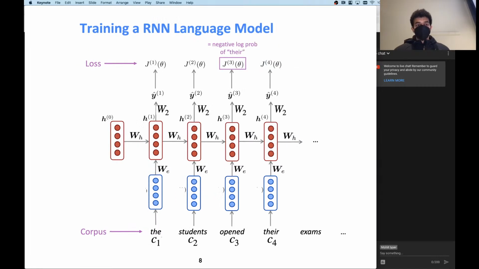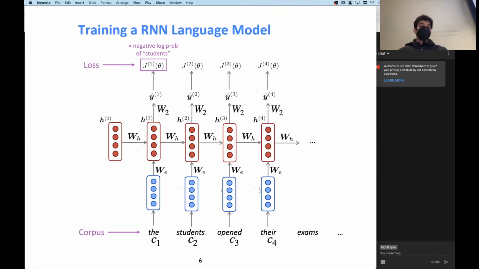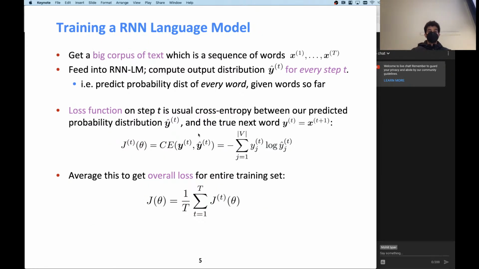Okay, and remember how we actually compute the loss, right? It's the cross entropy loss using the predicted probability distribution, the output of our softmax layer, and the ground truth probability distribution with 100% probability mass on the correct word. And so we average this, we get the overall loss on the training set, and then we backpropagate and adjust our model parameters.